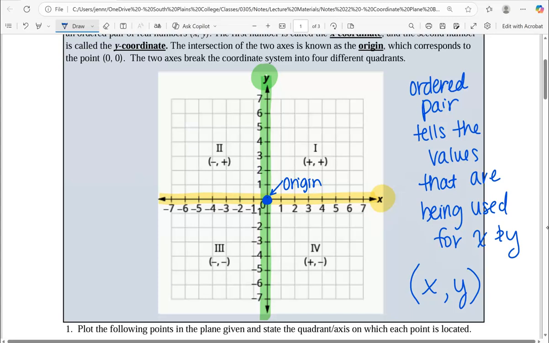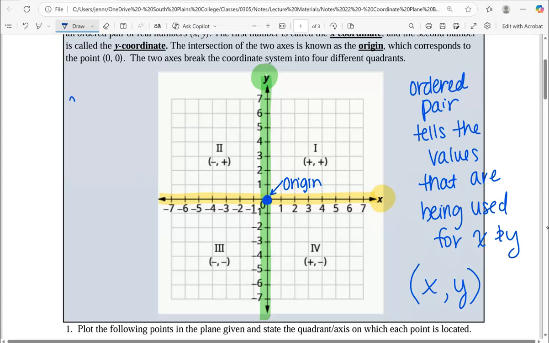So anything positive for an x would be along this axis. Anything positive along y would be on this axis, and it would join up for one specific location in the grid. Negatives go to the left and down, creating 4 quadrants.